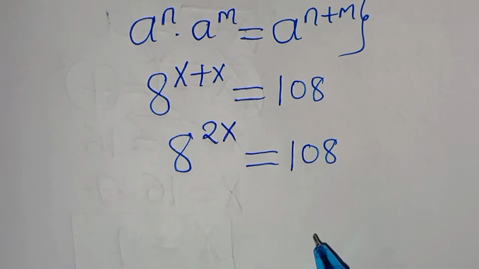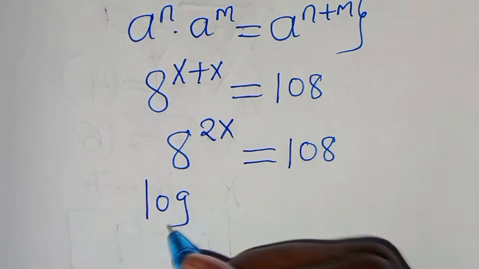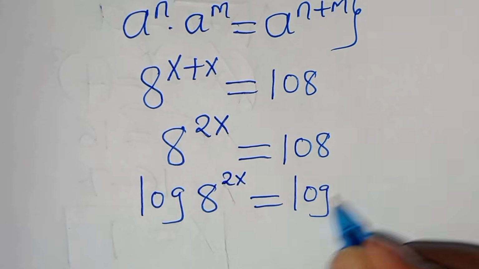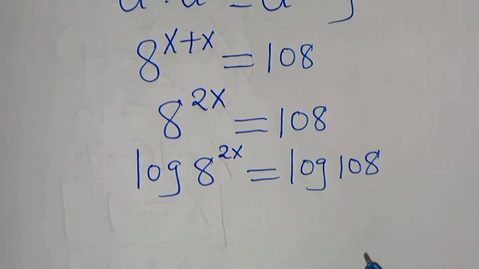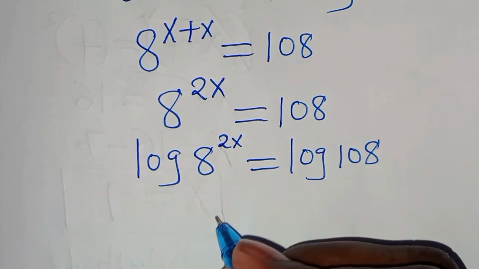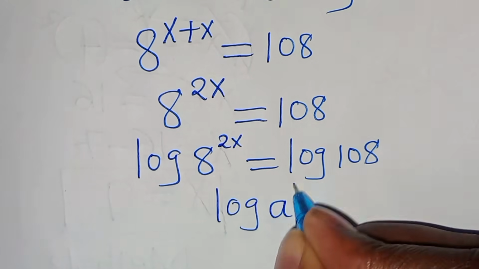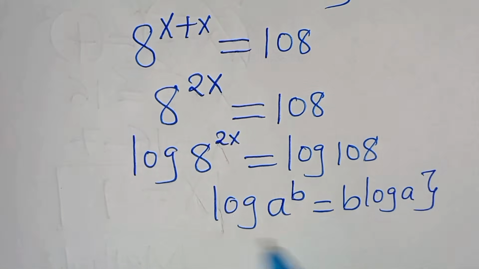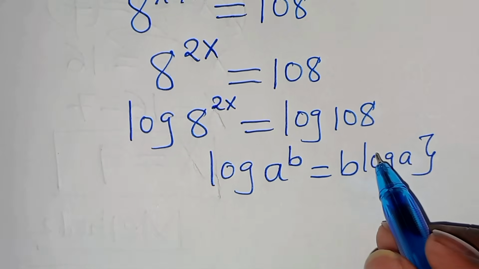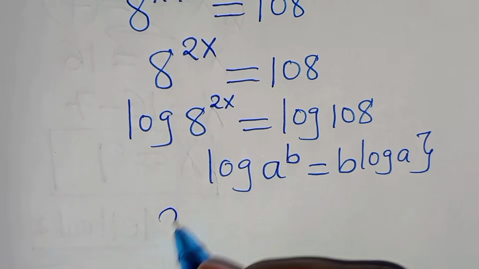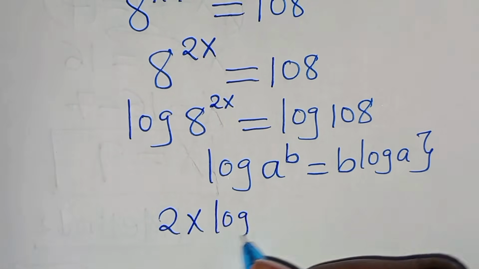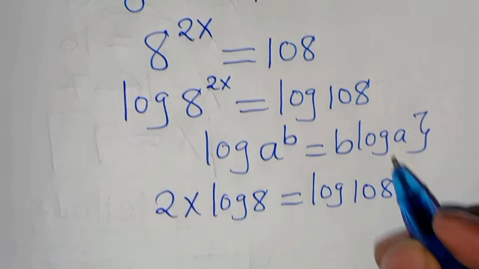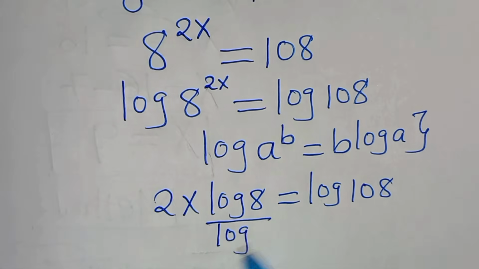To solve for the value of x here, let's introduce logarithm on both sides. We have log 8 to the power of 2x. This is equal to log 108. Now, log a to the power of b can be expressed as b log a. Applying this power log property, then log 8 to the power of 2x becomes 2x log 8. This is equal to log 108, so that we divide both sides by log 8.